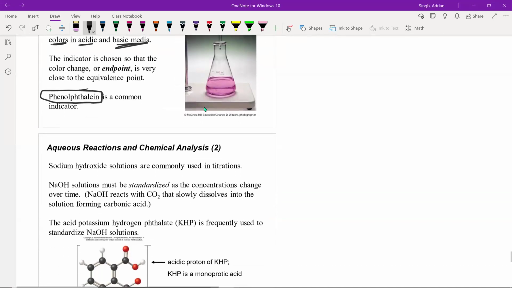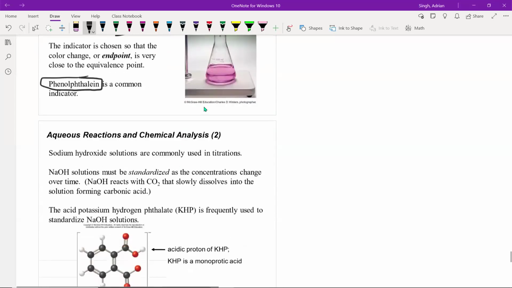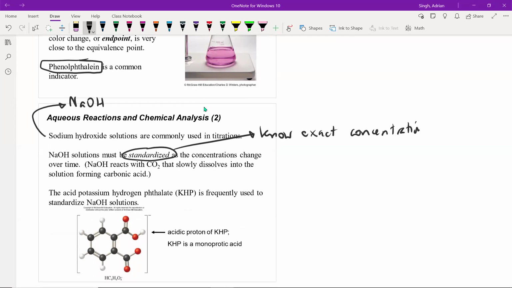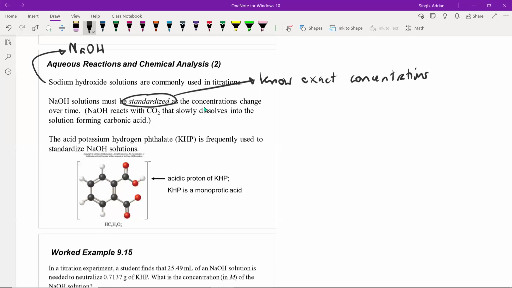Some other things about our acid-base titrations, which again are a subcategory of solution stoichiometry. For our titrations, we usually use sodium hydroxide solutions. Not always, but generally we use NaOH solutions in titrations. When we use them, we need to standardize them, meaning we need to know their exact concentrations. And in order to standardize the solutions, what we use is an acid known as potassium hydrogen phthalate, which we often abbreviate as KHP.